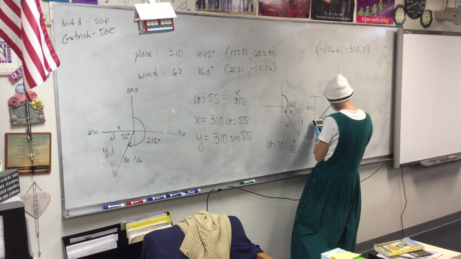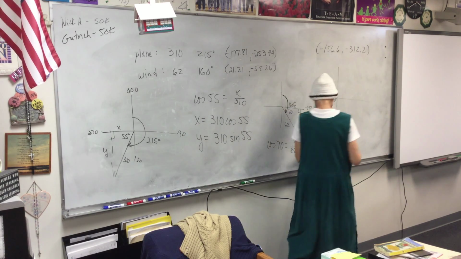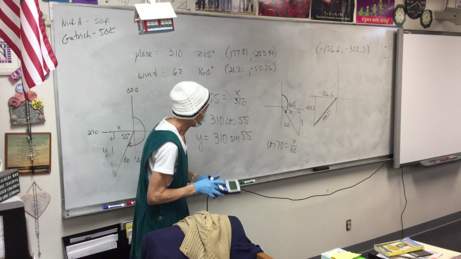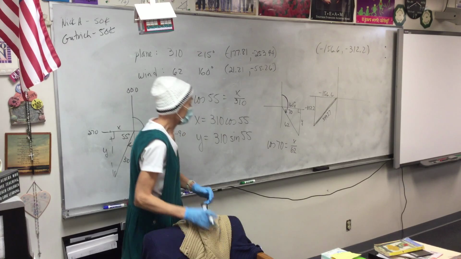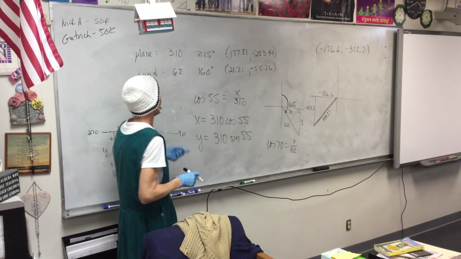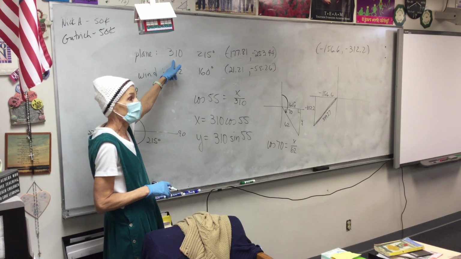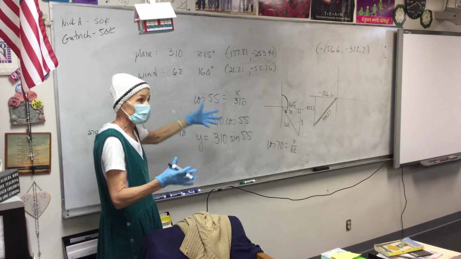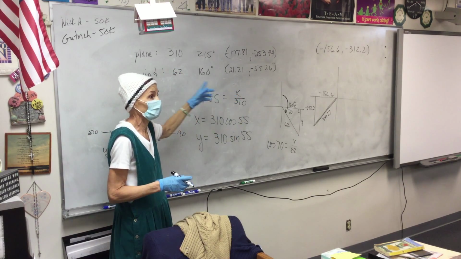I got 349.27, but I don't know. Typing with gloves is kind of not good. I think that's right. So the plane is actually going 349 miles an hour. So what does that mean? The wind's making him go faster. The wind's pushing him a little bit.